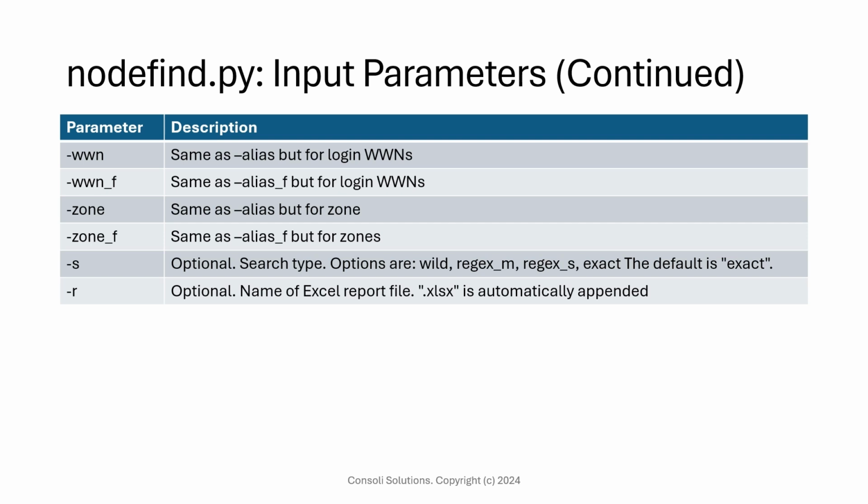-zone, -zone_F, that's similar to alias and alias_F, but for zones. When using rejects or wildcards, the filter is applied to the zone name, not the zone members, but it's the zone members that are added to the list of nodes to search for. The script builds a list of nodes to search for, so you can use any combination of input parameters that define what nodes to look for.